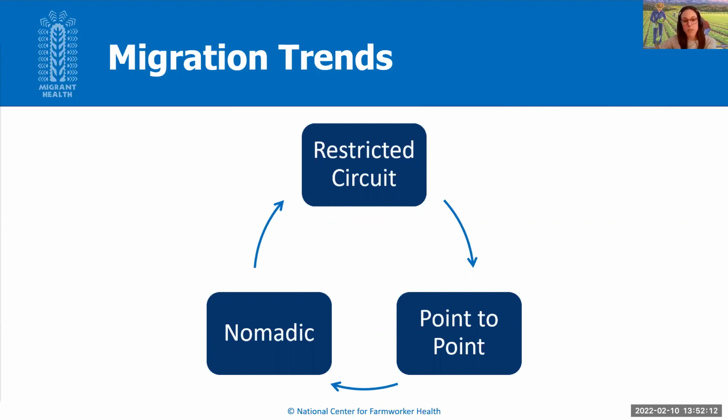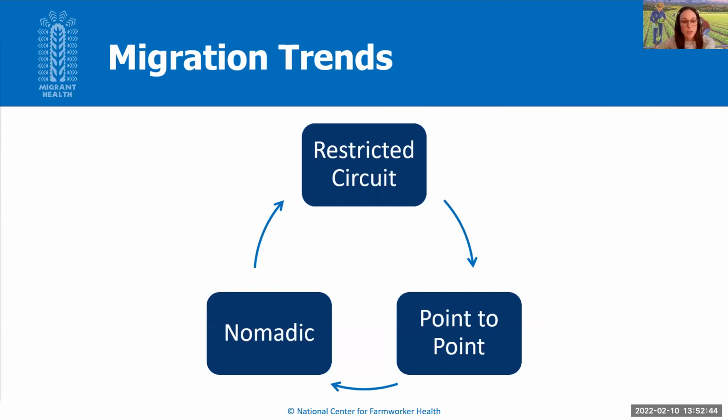Then there's point-to-point migration. These ag workers move away from home base for extended periods of time. They often go back to the same location multiple years in a row, and sometimes travel as a whole family. And these are our migratory workers. The number has significantly decreased in this population over time, as seen in the data. And roughly right now, 13% of the ag worker population is migratory.